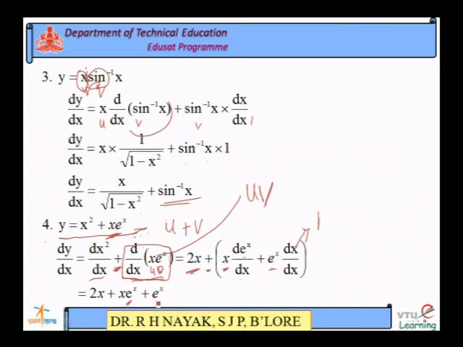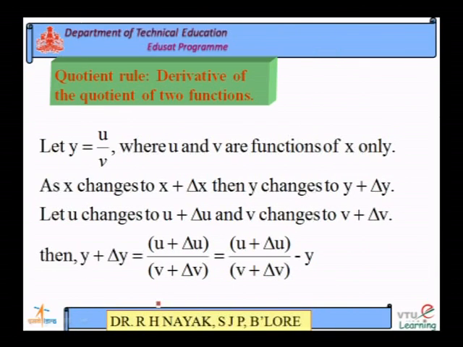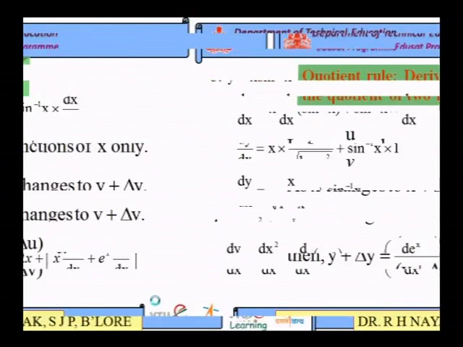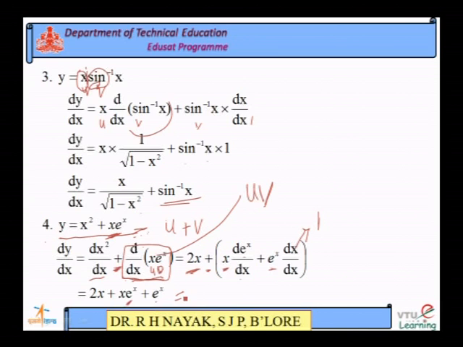You can write e power x taken common, otherwise you can keep as it is, that is equal to 2x plus, you can take e power x common, remaining is x plus 1.